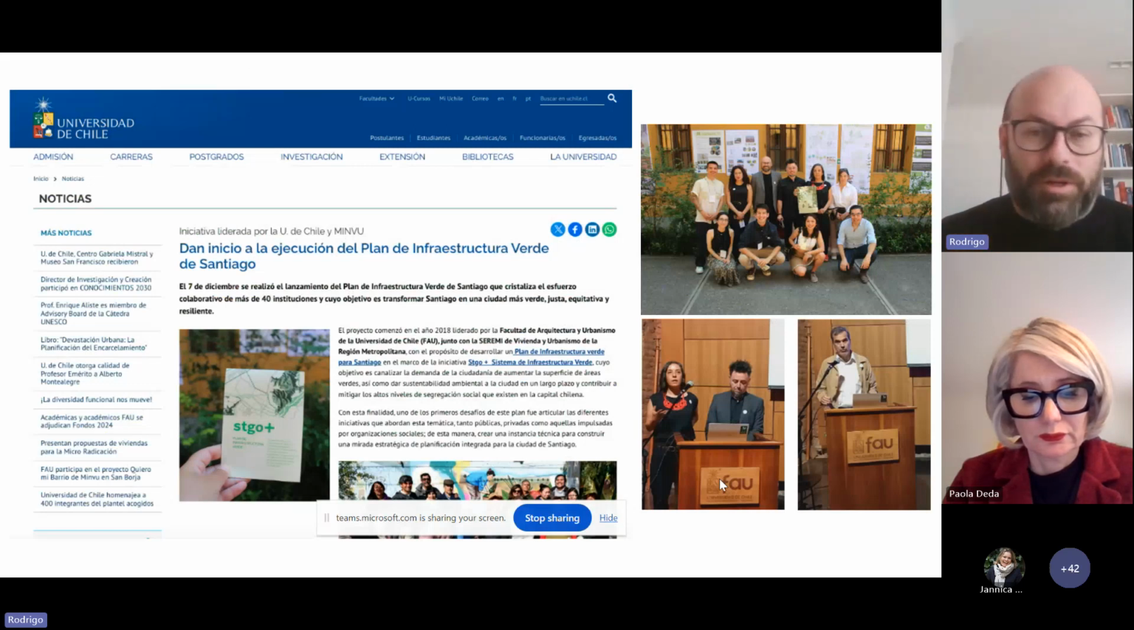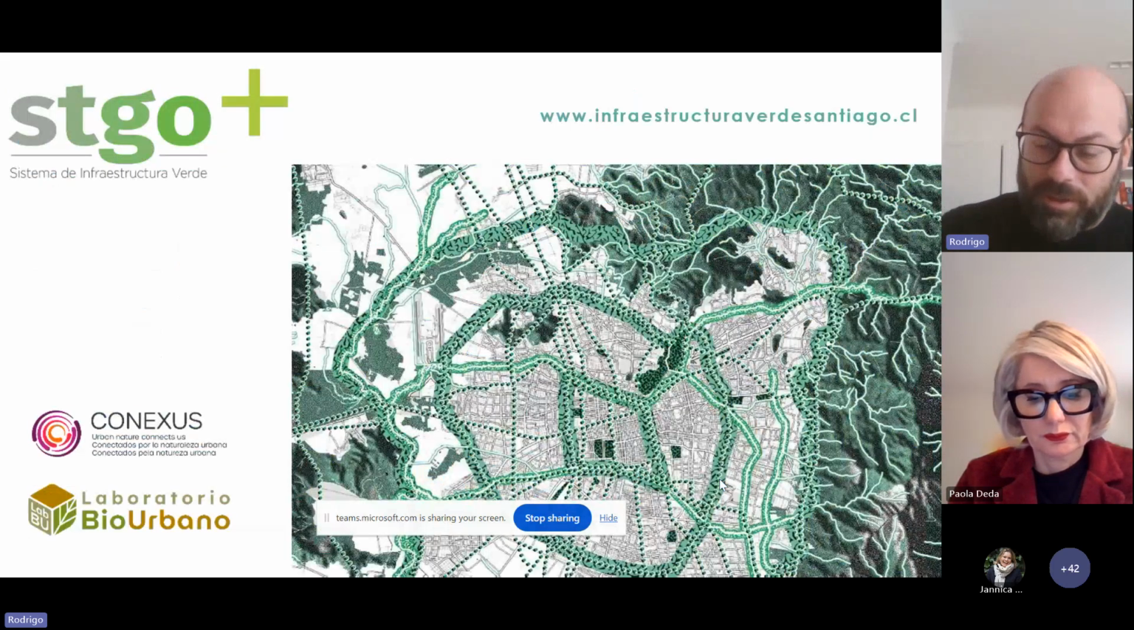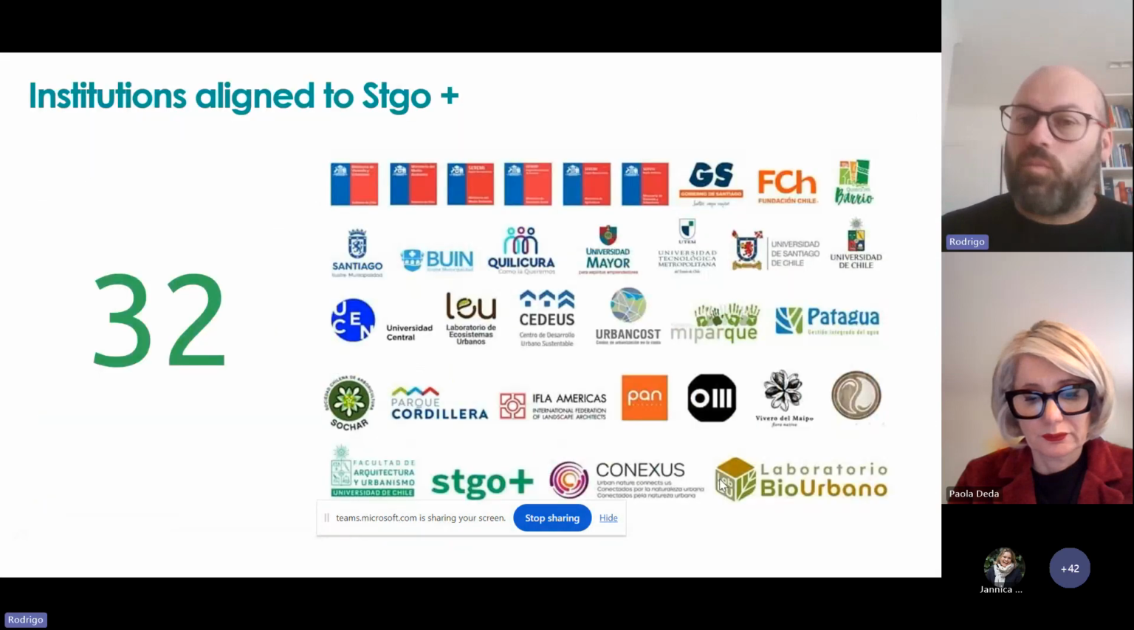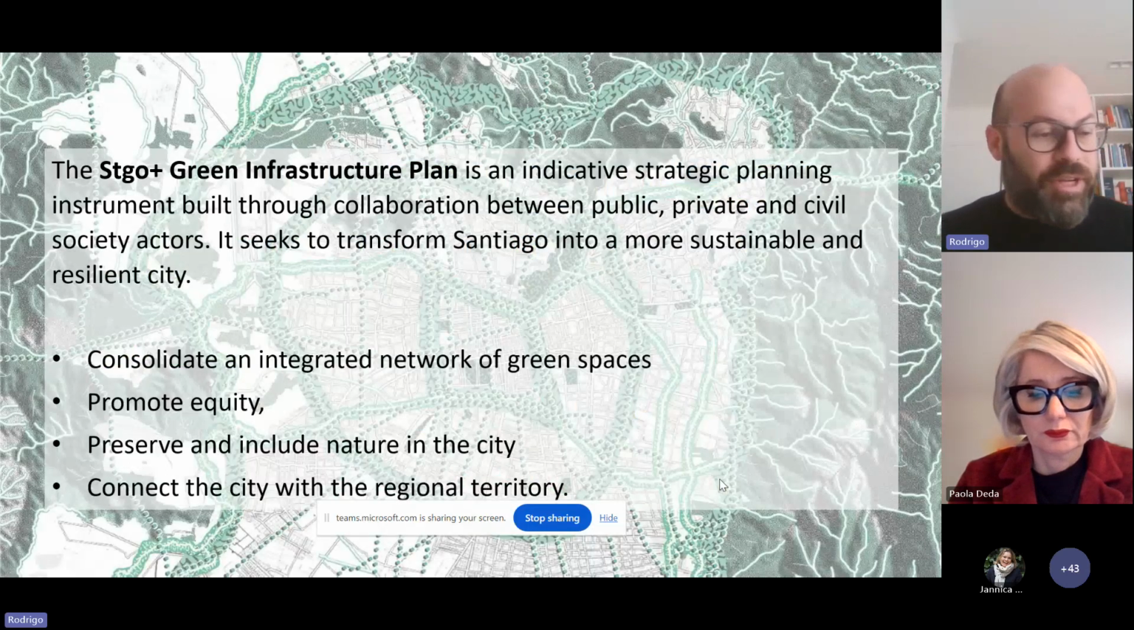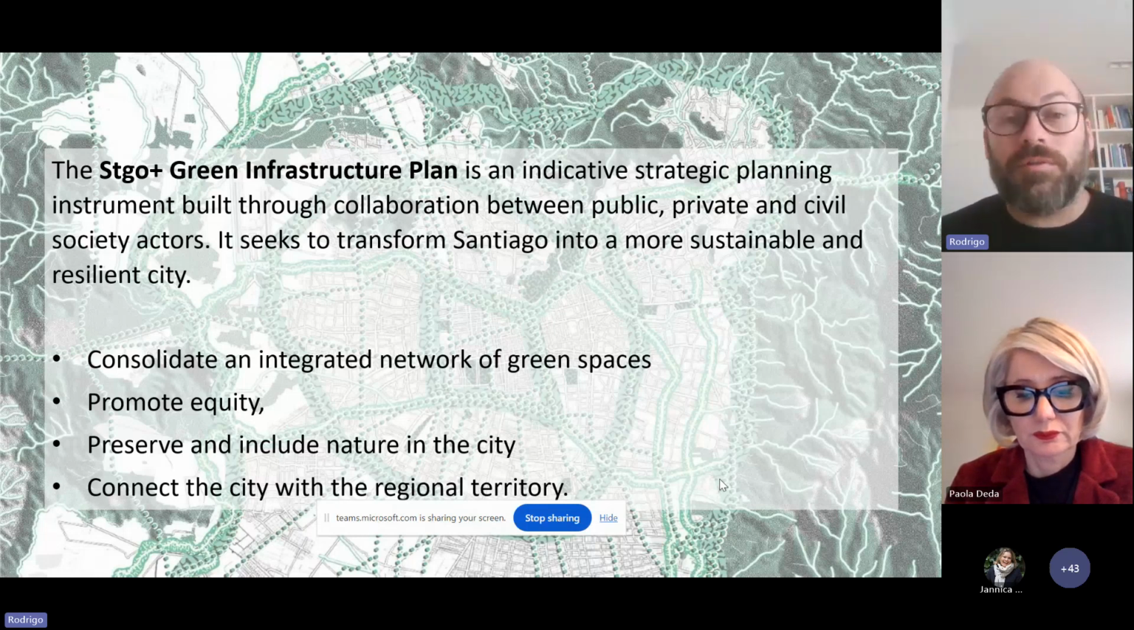2023 with all the stakeholders, in which we presented the plan that we made, and you can see it on the website shown at the top right of the screen. And we included 32 institutions that signed the commitment to use this infrastructure plan as a guide for future investment in the region. So in terms of definition, the Green Infrastructure Plan is an indicative strategic planning instrument built through collaboration between public, private, and civil society actors.